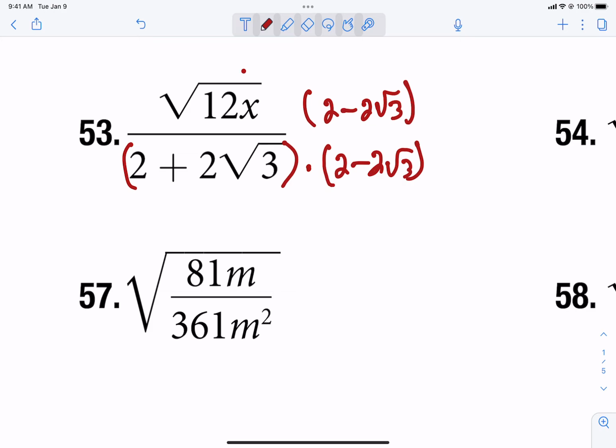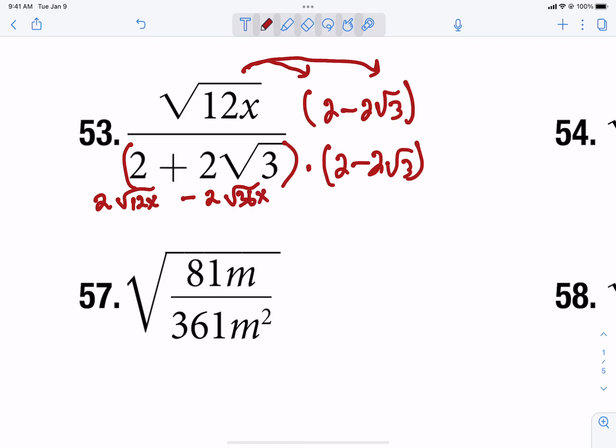Okay, so if we distribute this, we get 2 square root of 12x minus 2 square root of 36x. Okay, that's just distributing the top. If we distribute in the bottom, we end up getting 4 minus 4 radical 3 plus 4 radical 3 because of that difference of squares. That's why we use a conjugate. And then we get a minus 4 times the square root of 9, which is 3. Okay, so we get that.